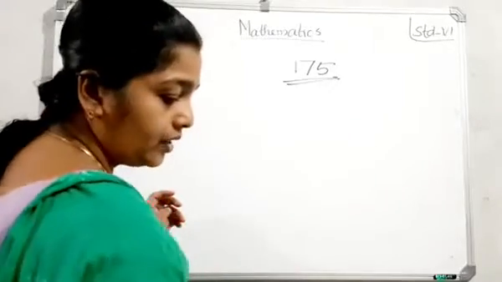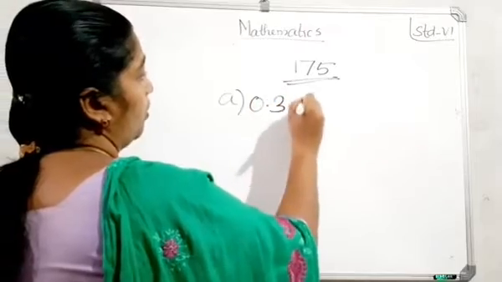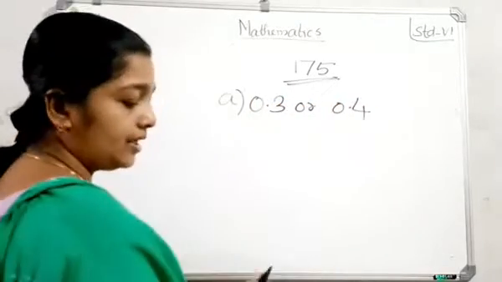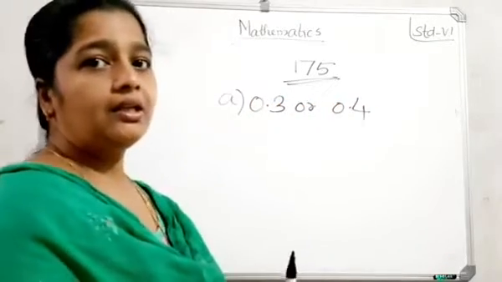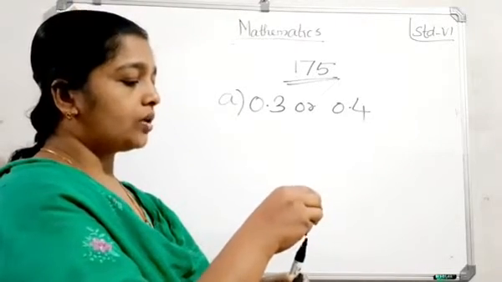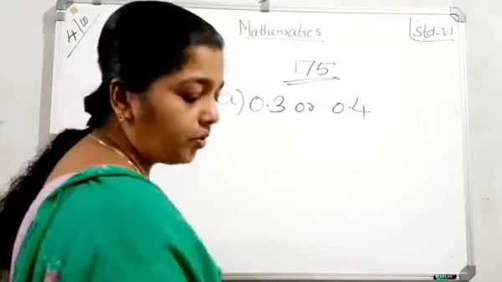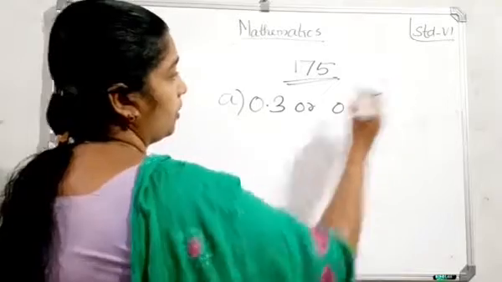Listen. Question number 1. A. 0.3 or 0.4. Which is greater? So you must tick in the textbook only. Then after completing the notes, you can write this question in the notebook. 0.3 or 0.4? Yes, 0.4.